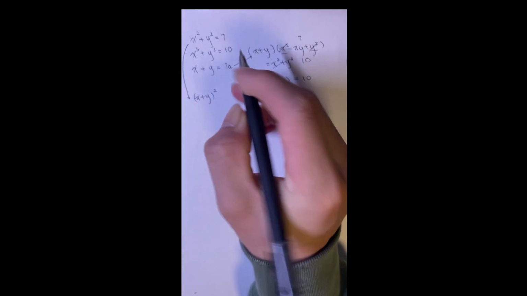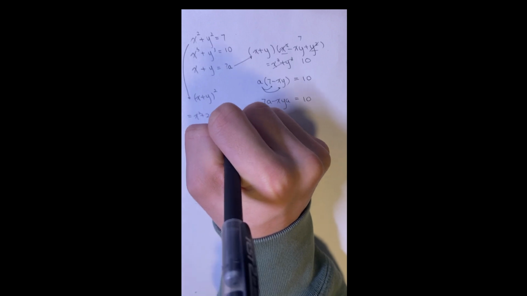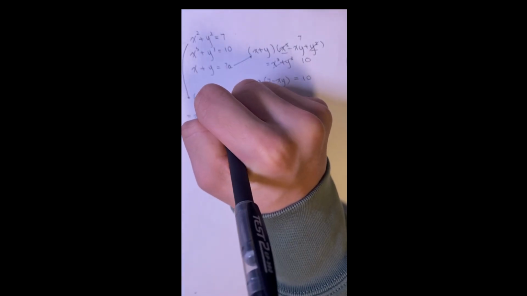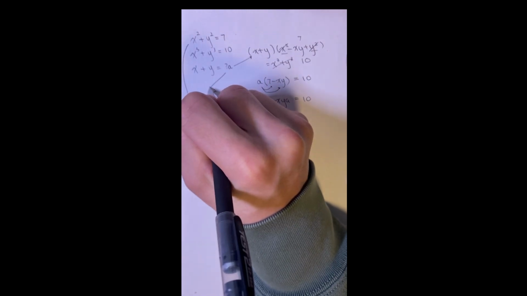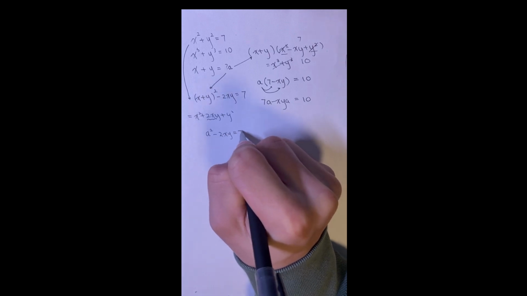All right. Now the next one, x squared plus y squared. What does that equal? This (x plus y) squared equals x squared plus 2xy plus y squared. Now, what's extra over here? We have the extra 2xy, right? So let's take away the 2xy from here, and that gives us a result of 7, because x squared plus y squared equals 7. That is given to us. Now we can also input this a over here. So now we end up with a squared minus 2xy equals 7.